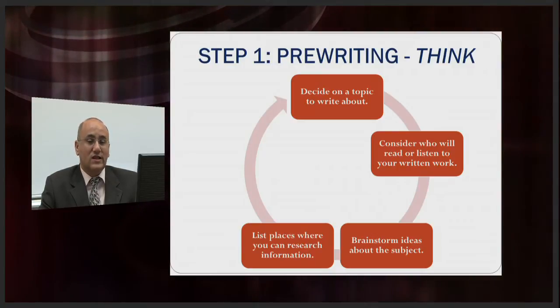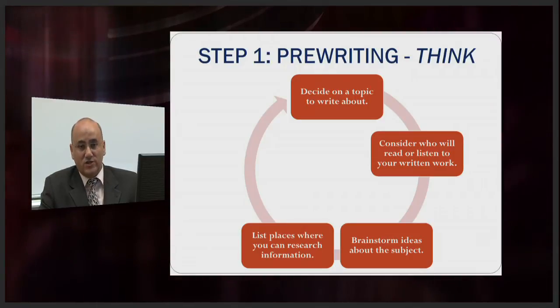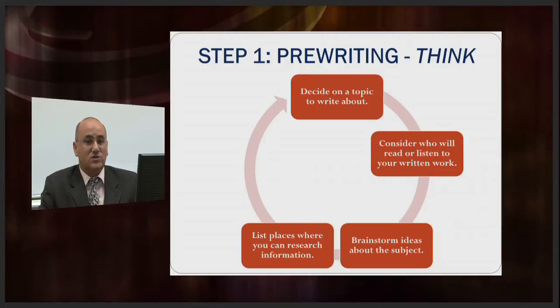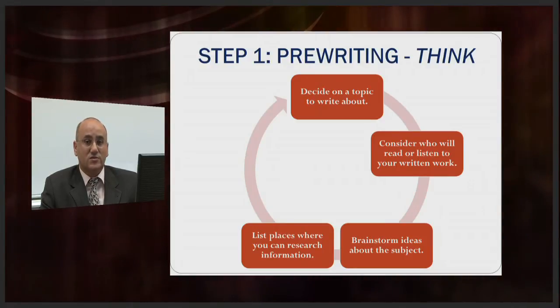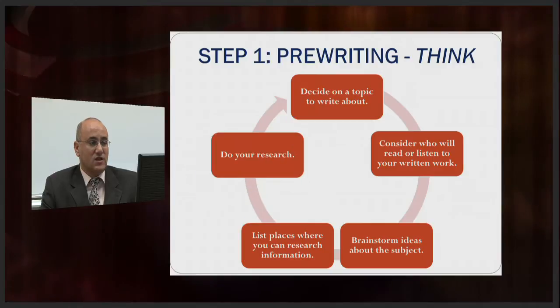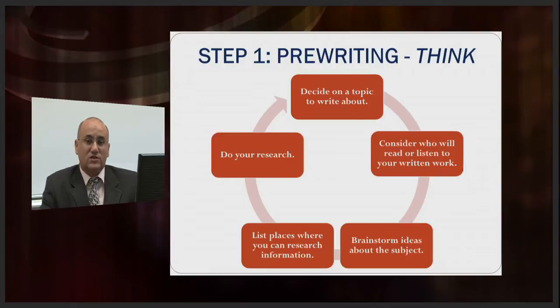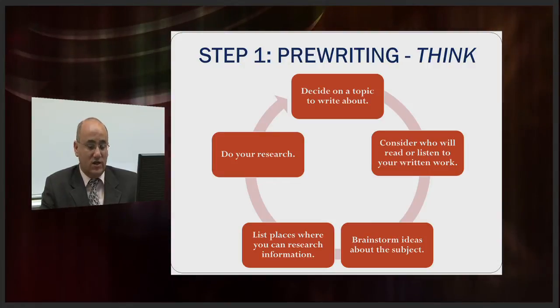Next comes to list. You make a list. List the places where you can research information. Do you have books based on this topic you are going to read and check? Are you going to use the internet? Do you have any other periodical, magazine, whatever to use in order to be able to write effectively on this topic? The last stage in pre-writing is to do your research. You start researching on the topic until you come to a final decision that now you have enough information to start writing your topic.